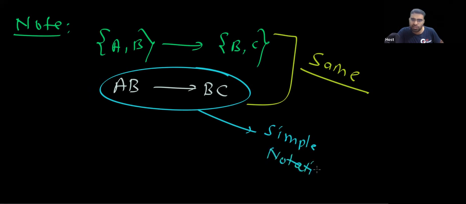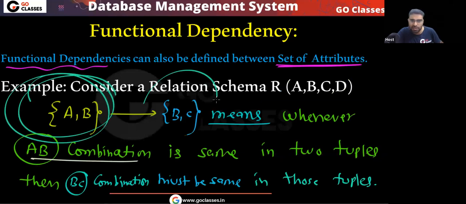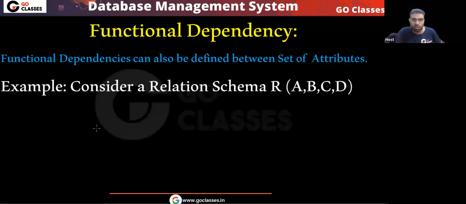But you should understand what this means. This means that set of attributes AB determines set of attributes BC. Is this clear? So these two things are same. Very simple point. So you can see this set of attributes AB determines set of attributes BC. What that means? That means whenever this combination is same, this combination must be same. I hope you understood.